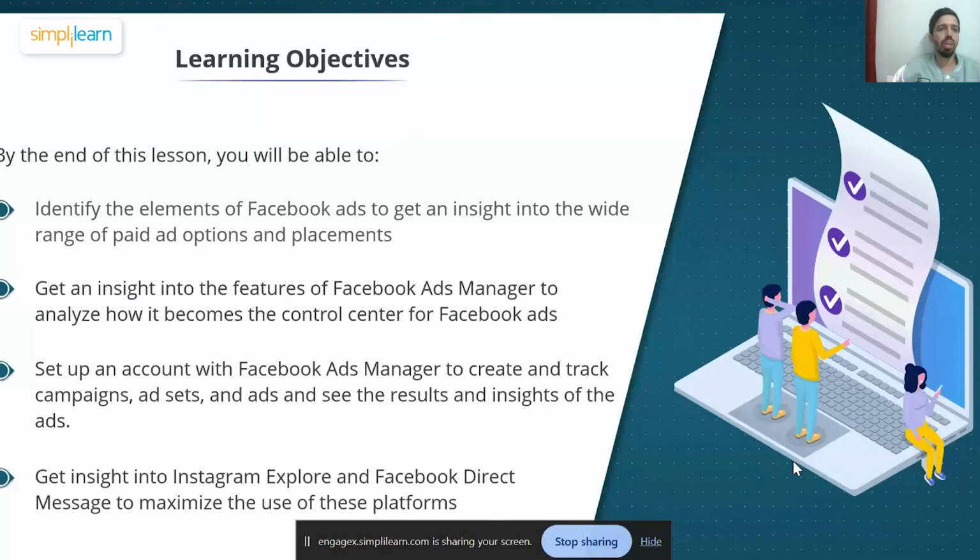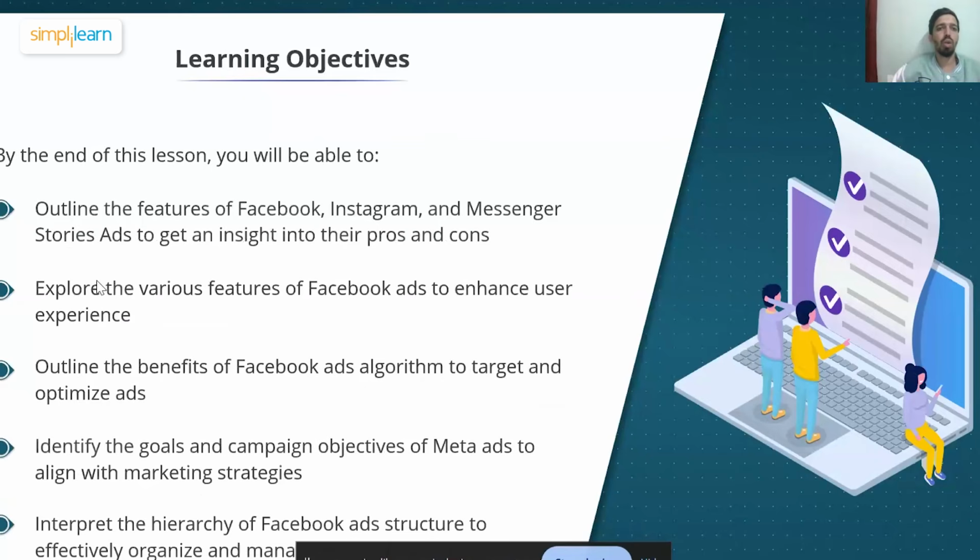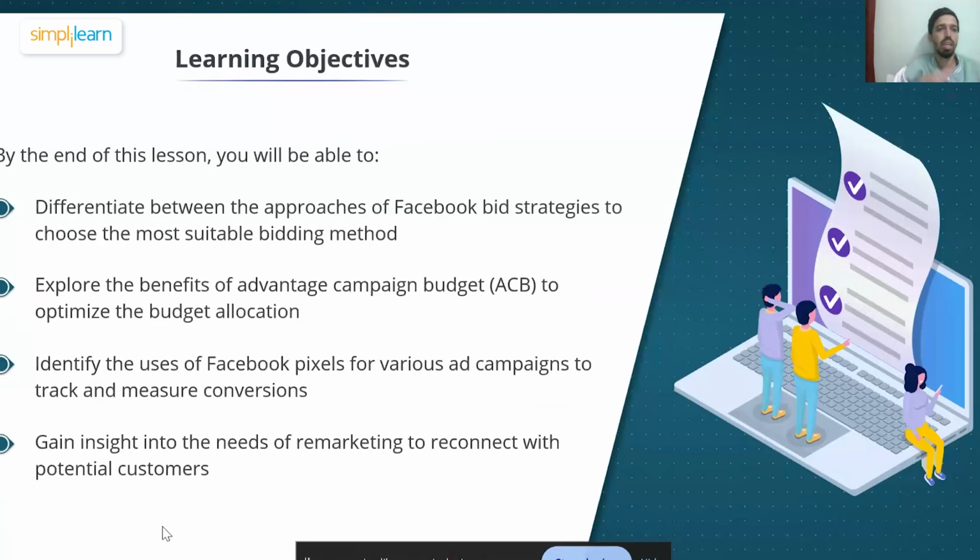Facebook and IG advertisements, so these are the objectives. So identifying the elements of Facebook ads to get an insight on features. You will be understanding, set up the account with Facebook Manager. You will be doing that. Get insight into Instagram and direct messaging as well. And then outline the features, advantages, various features, outline the benefits. Identifying the goals, interpret the hierarchy, difference between approach of Facebook bidding strategy, you will be understanding later on.